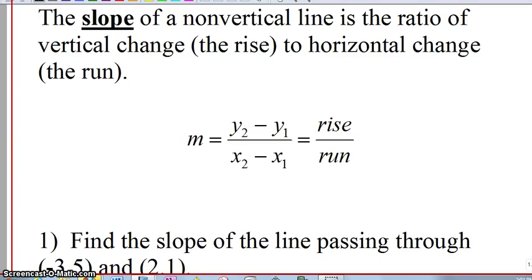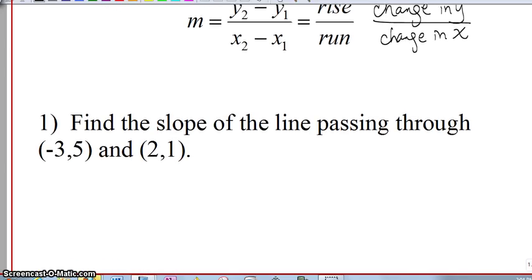As you can see, the formula is y2 minus y1 over x2 minus x1. The change in y is the rise, and the change in x is the run. Rise because y on the y-axis goes up and down, and run because the x-axis goes from left to right. So the first thing I want you to be able to do is, if you're given 2 points on a line, you should find the slope of that line.